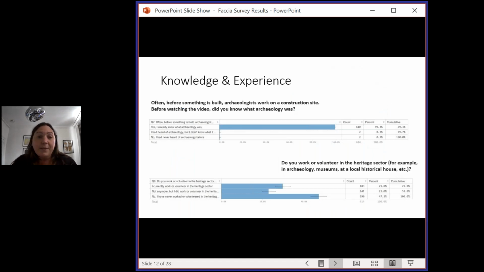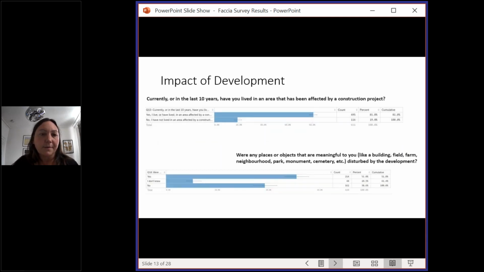And so moving on to some of the questions, we asked people if they knew what archaeology was. We were wondering what their baseline knowledge was of our field, and overwhelmingly they knew what archaeology was, close to 100% of respondents. And approximately half of those either work currently or have worked in the heritage sector. So we have a good amount of people who are familiar with what we do, who have worked in fields that might be related to ours, but there's still approximately 50% who haven't worked in our sector before.